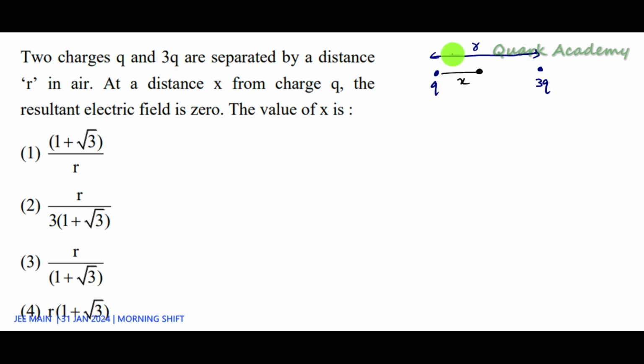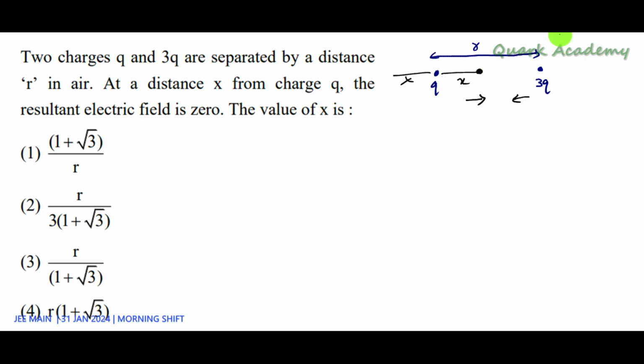Now they just mentioned x distance from q, so it can be on the right side as well as on the left side. So I put it on the right side. Why? Because if we see the electric field direction due to this small q, both are positive, so it is in this way, whereas due to the 3q, it is towards the left side. So in between the charges, the electric field directions are opposite. So there is a chance that the net electric field is going to be 0.